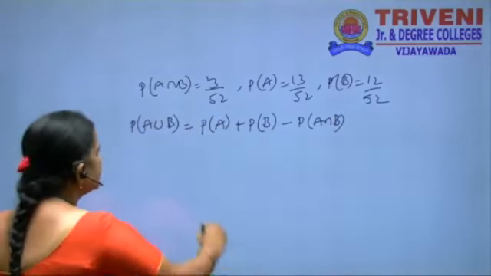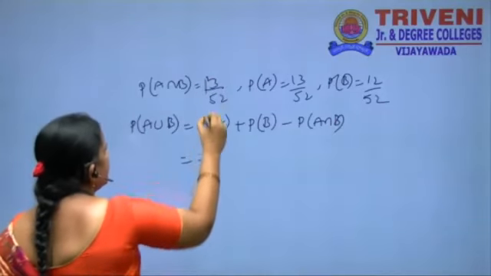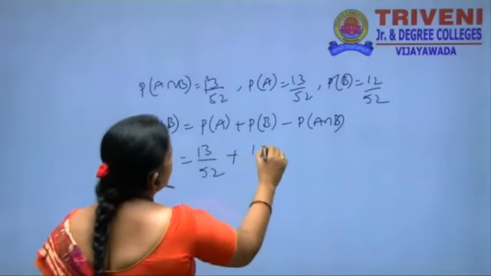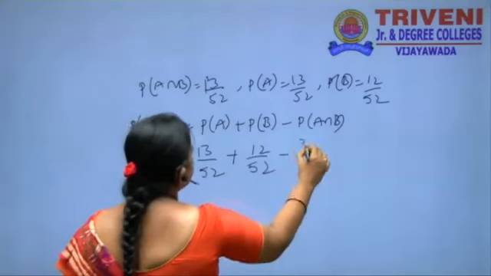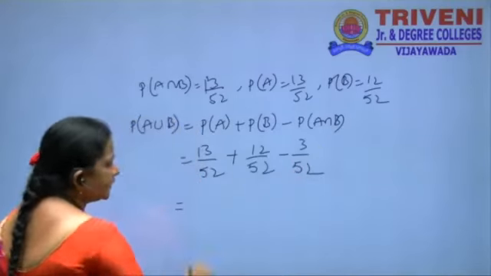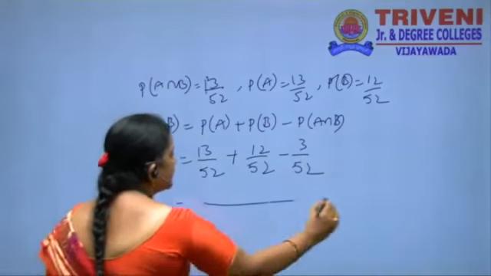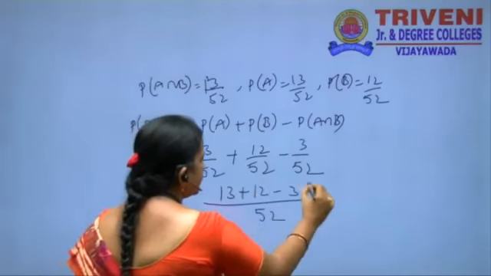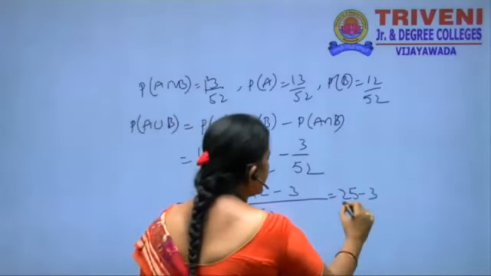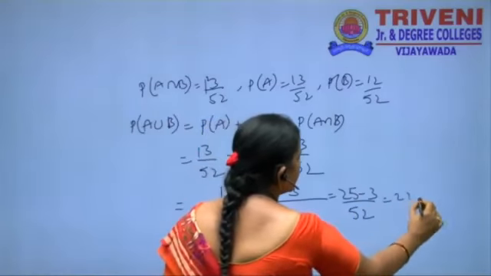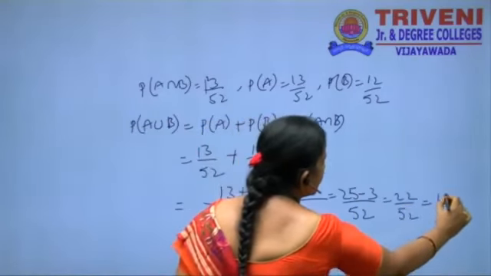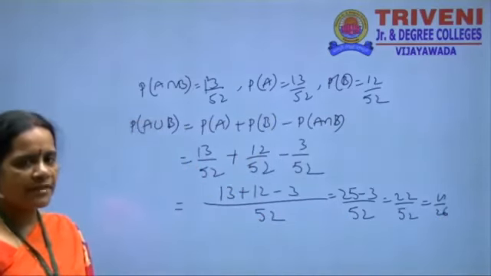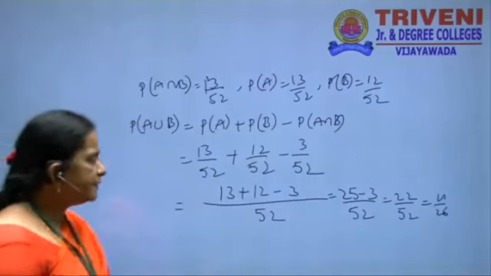Substituting the values here, 13 by 52, next 12 by 52, and A intersection B is 3 by 52. Here the denominators are the same, so the LCM is 52. 13 plus 12 minus 3, that is 25 minus 3, by 52. 22 by 52. 2 gets cancelled here. 11 by 26. Then the probability of getting a spade or a picture card is 11 by 26.